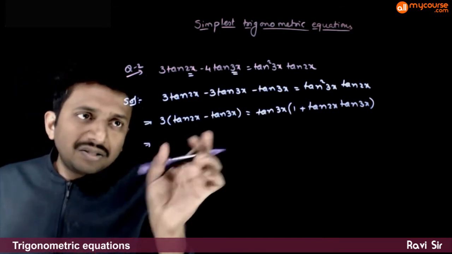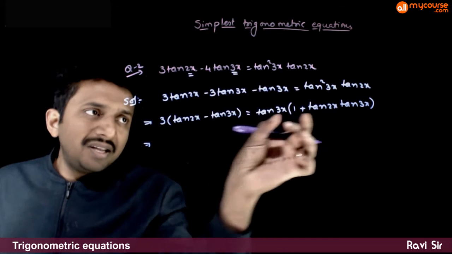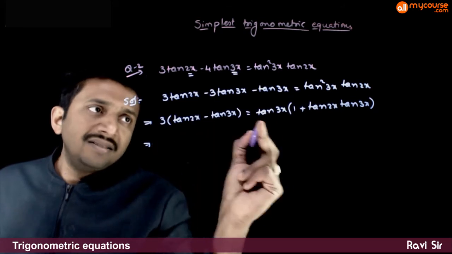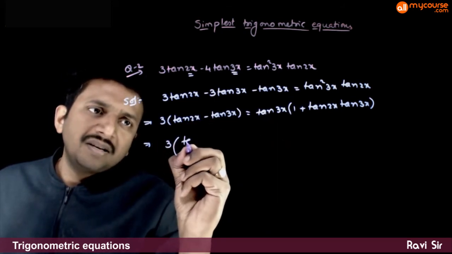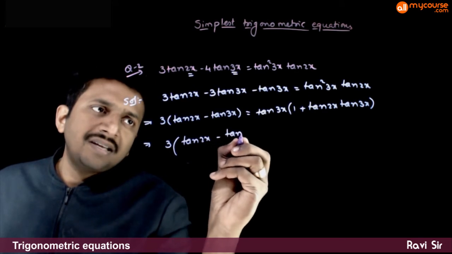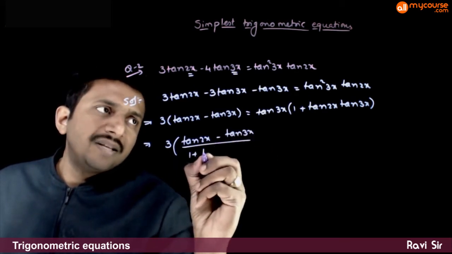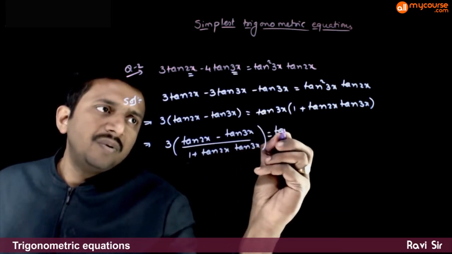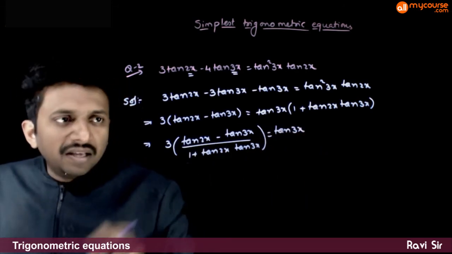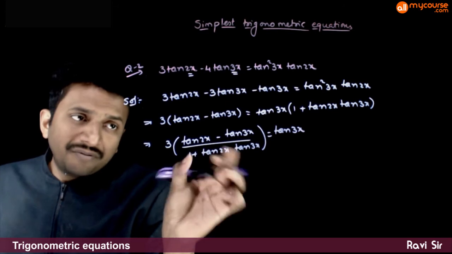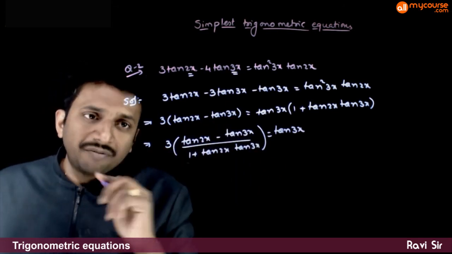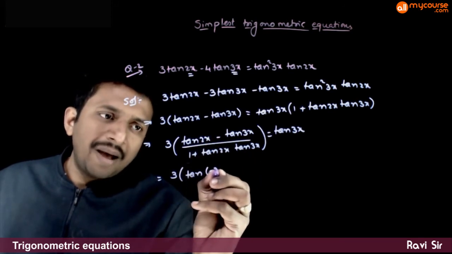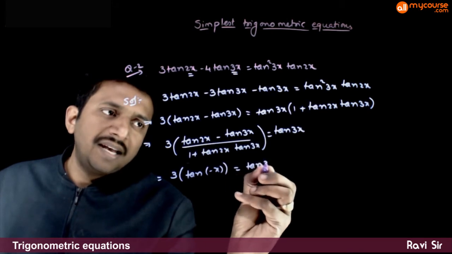So do you remember some formula? You have tan 2x minus tan 3x here, 1 plus tan 2x tan 3x here. I'll bring this to the denominator and send the other factor here. So 3 times tan 2x minus tan 3x by 1 plus tan 2x tan 3x is equal to tan 3x. Now what is this? The formula for tan A minus tan B by 1 plus tan A tan B is tan of A minus B. So 3 times tan of 2x minus 3x, which is tan of minus x, is equal to tan 3x.